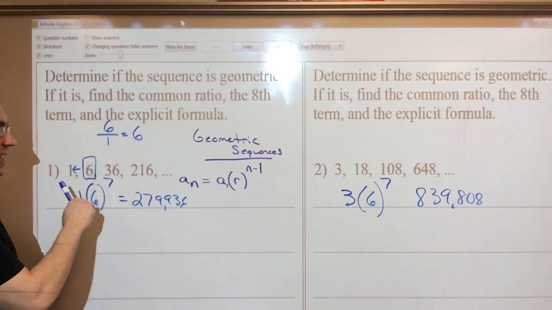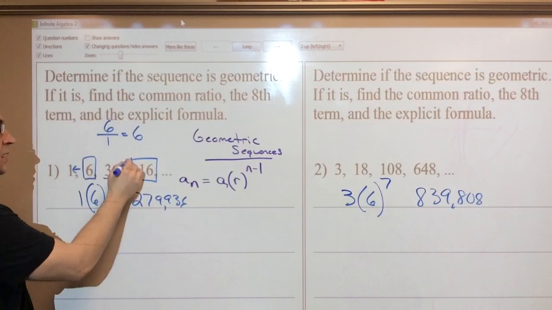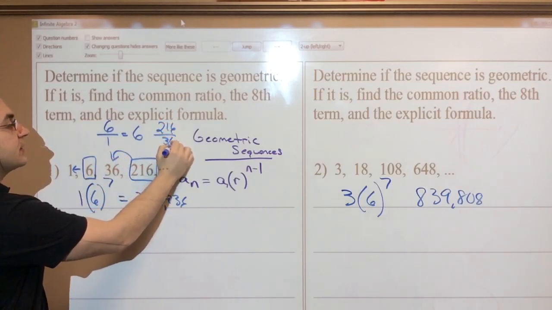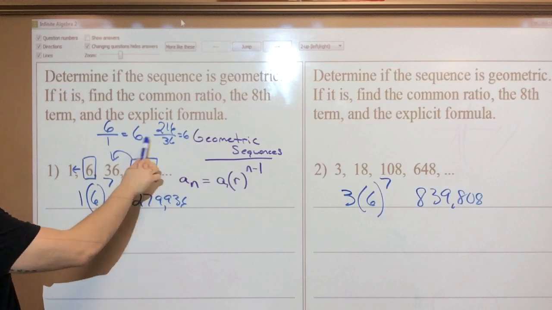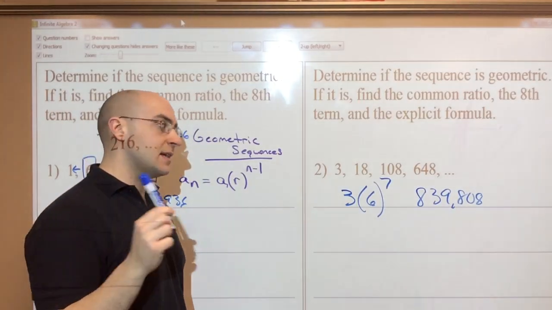And you can take any of these. So for instance, let's take the 4th term in the sequence. Divide it by the previous term. So 216 divided by 36, that's 6. If you get this, and it's the same, it is a geometric sequence, and that's the common ratio.